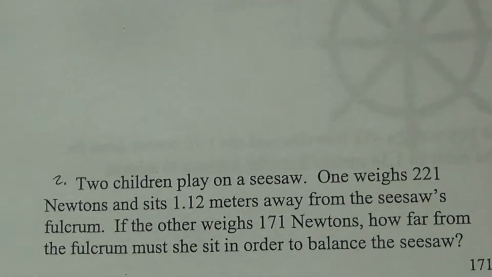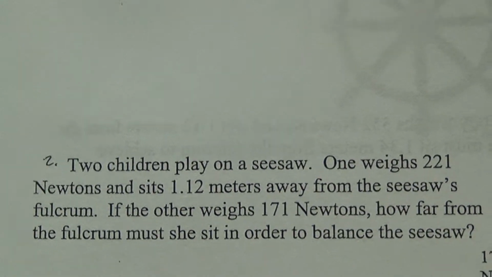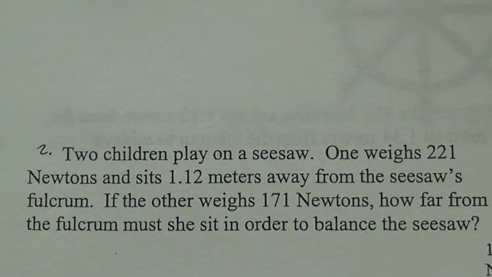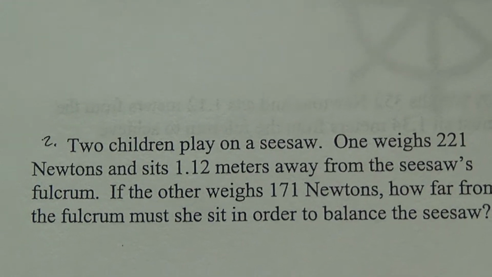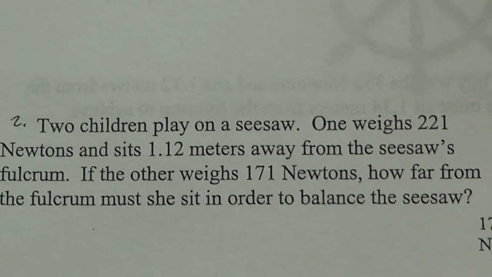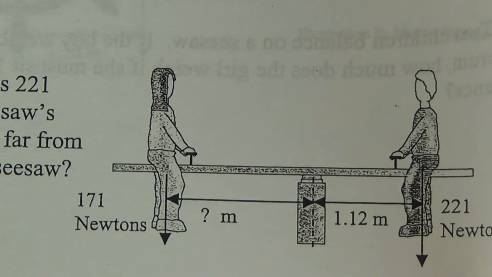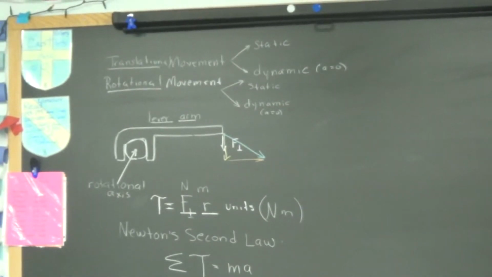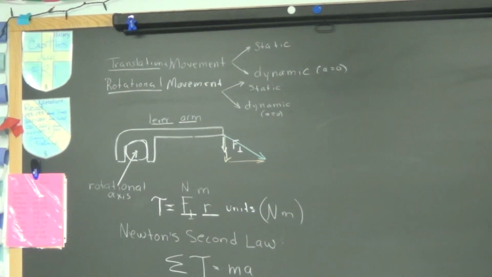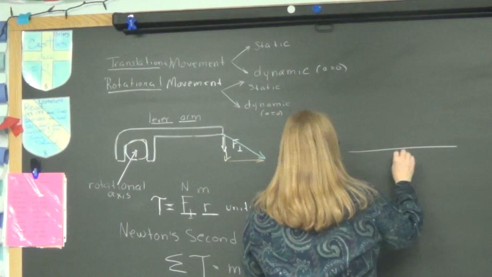Two children play on a seesaw. One weighs 221 newtons and sits 1.12 meters away from the seesaw's fulcrum. The other weighs 171 newtons. How far from the fulcrum must she sit in order to balance the seesaw? All right. So if you would sketch in, first put some faces. Then put in an arrow indicating the torques that both of these people are going to cause.